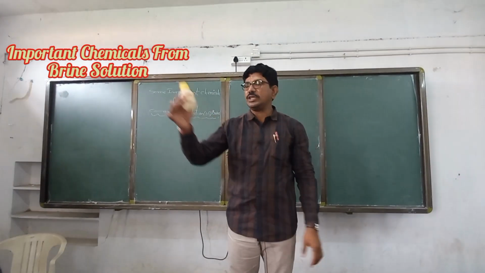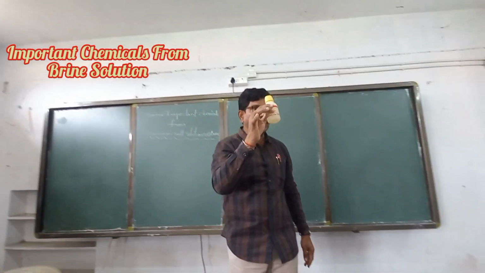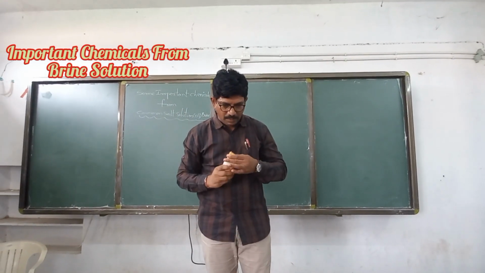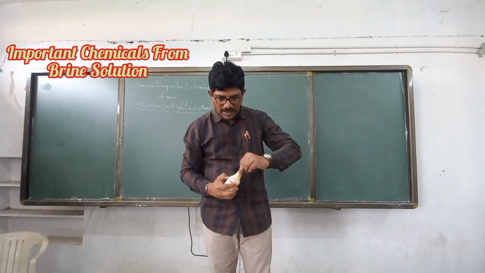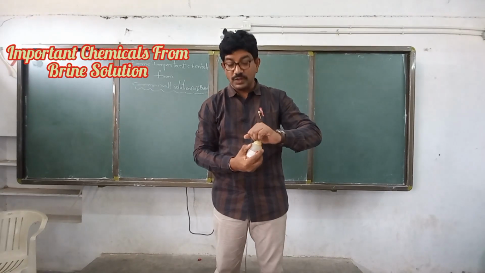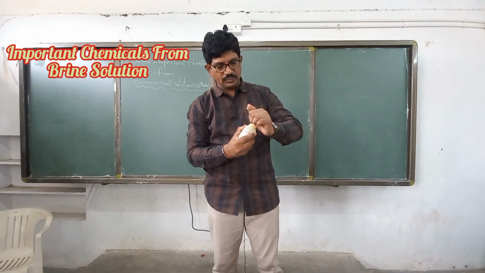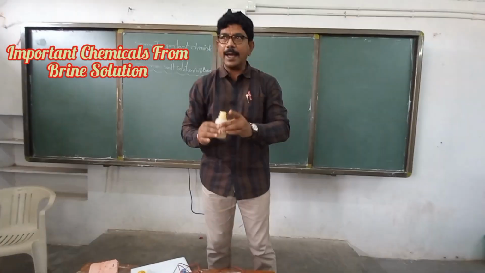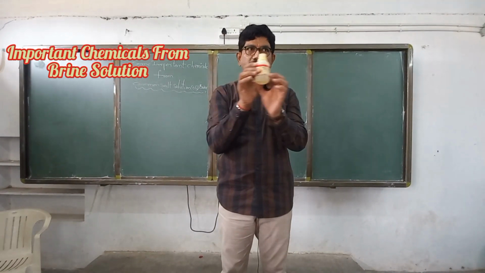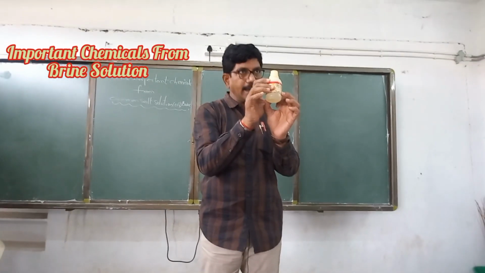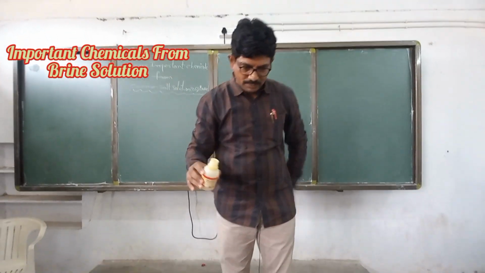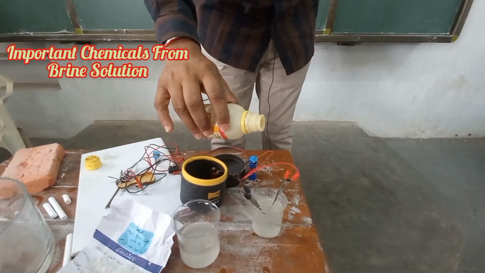This is phenolphthalein indicator. Phenolphthalein turns pink in the presence of a basic medium. I am adding a few drops of phenolphthalein to that solution. The process is going on, and gases are still evolving. I am adding one or two drops of phenolphthalein. This is an indicator. Phenolphthalein turns pink in the presence of a basic medium.